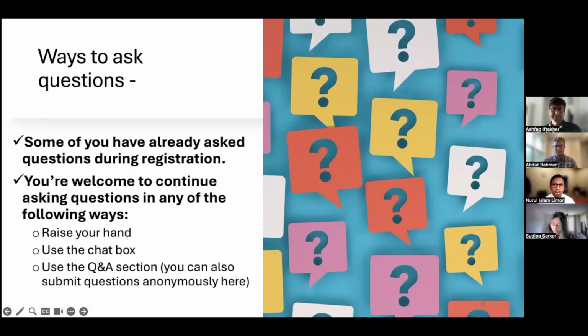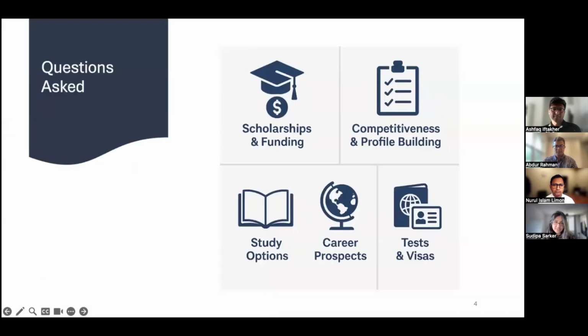There are several questions that you have already asked us, and we categorized them into different categories. There were questions about scholarships and funding, about how to build your profile, about what kinds of study options are available, different kinds of career prospects before and after joining the higher education institute, and then, of course, what the test and visa requirements are. Those questions are available as well.